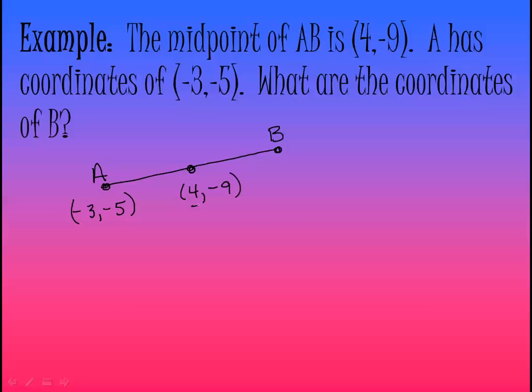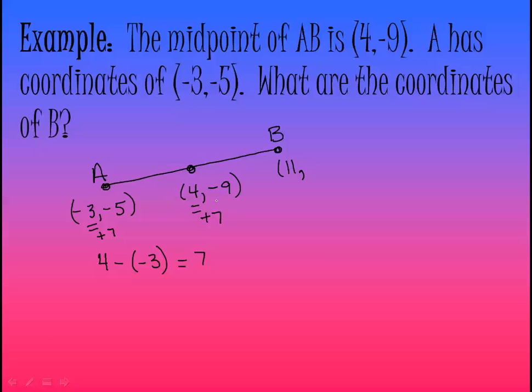First, I'm going to find the distance between these two x values. So I'm going to subtract 4 minus -3, which is really 4 plus 3, or 7. So the distance from A to the midpoint is 7 units. I can see that I would have to add 7 to get from -3 to +4. So if I add 7 again, I'm going to be at 11, which would put me at endpoint B.